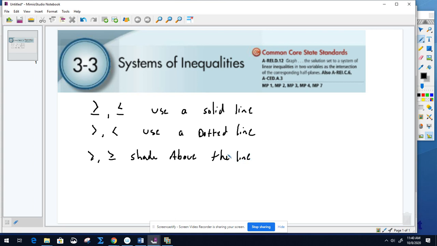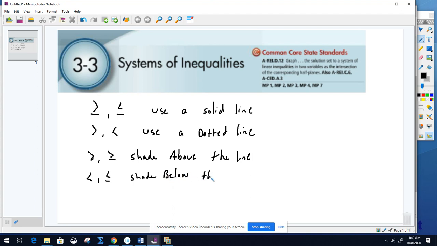And again, if it's a vertical line, then we would shade to the right of it. But I don't like to say the word right, because if the lines are really steep, that can confuse us. So we always go above or below. And if it's a less than or equal to, we're going to shade below the line.